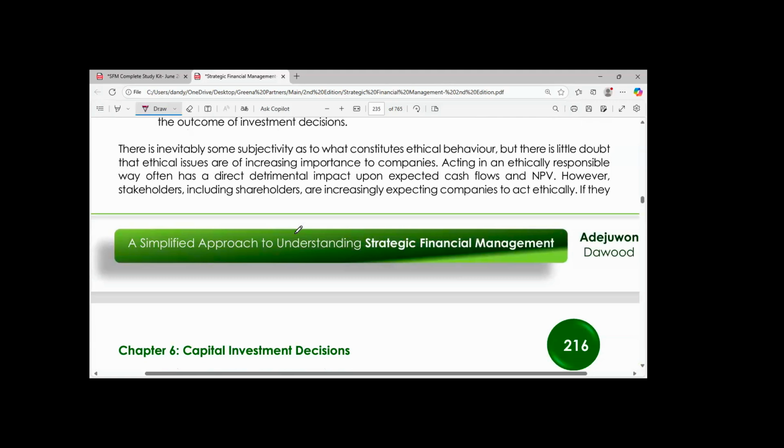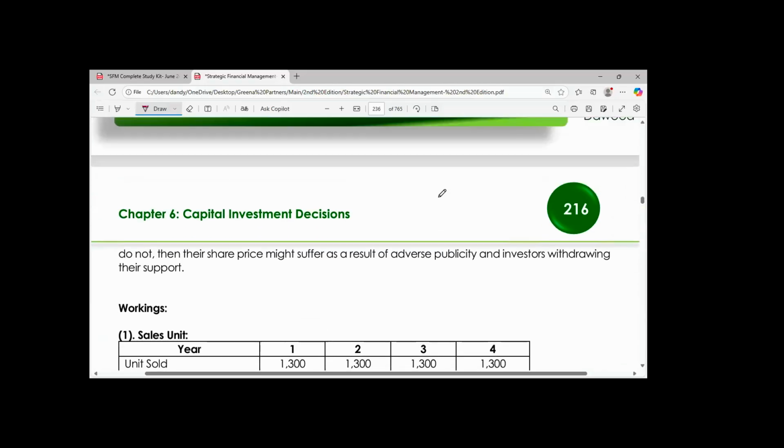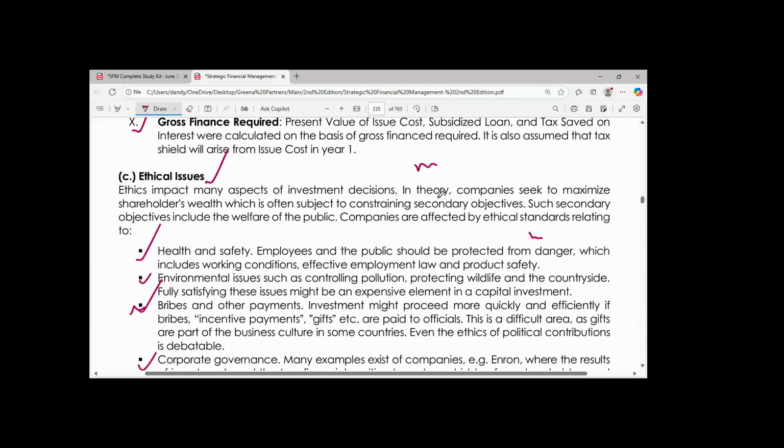There's inevitably some subjectivity as to what constitutes ethical behavior, but there is little doubt that ethical issues are of increasing importance to companies. Acting in an ethically responsible way often has a direct detrimental impact upon expected cash flows and the net present value. However, stakeholders, including shareholders, are increasingly expecting companies to act ethically. If they do not, then their share price might suffer as a result of adverse publicity and investors withdrawing their support. So these are the ethical issues that we talked about, and that's the end of the question.